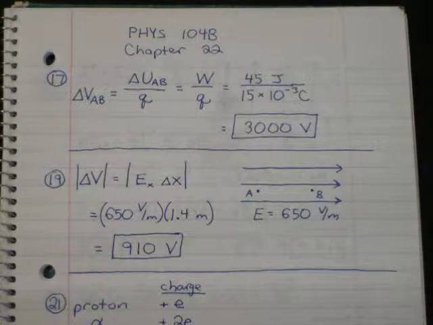Starting with number 17, it takes 45 joules to move a 15 millicoulomb charge from point A to point B. What is the potential difference, V from A to B?